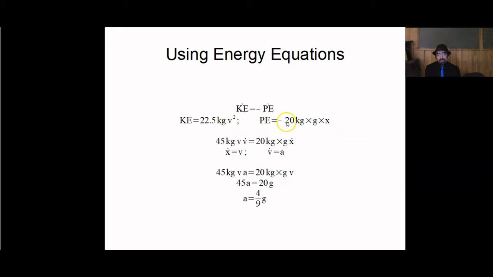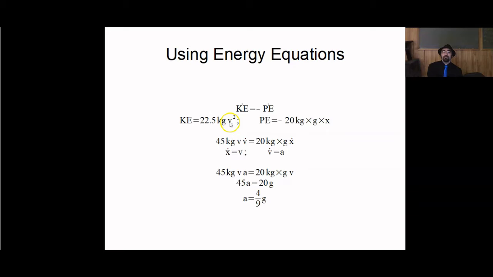We said potential energy was negative 20 kilograms times g times x. So let's dot both of these. This one, we said this is going to be 2 times, obviously multiplying out by 22.5, right? If I multiply by some constant, then it's just changing by that constant, or it's changing by that times as much. So I get 45 kilograms, because I multiply by this 2.